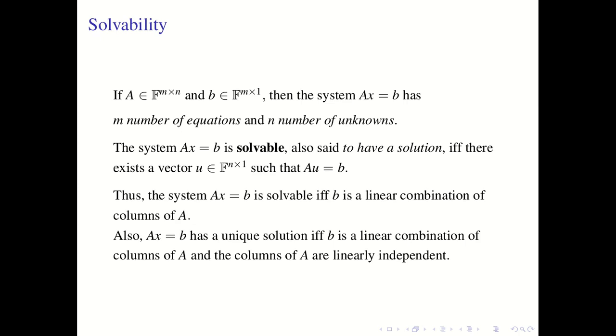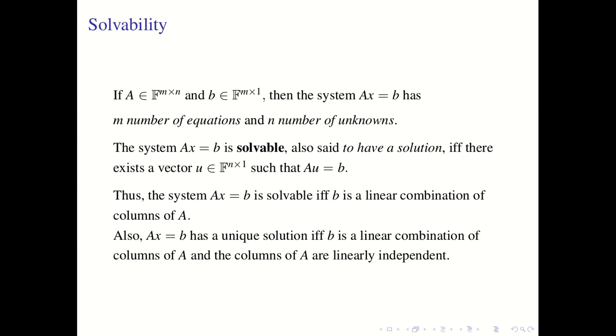Now Ax equal to b has a unique solution if b is a linear combination of columns of A. That means it indeed has a solution, and it is unique in the sense that there is only one way to represent b as a linear combination of columns of A. So this is equivalent to saying that the columns of A are linearly independent.